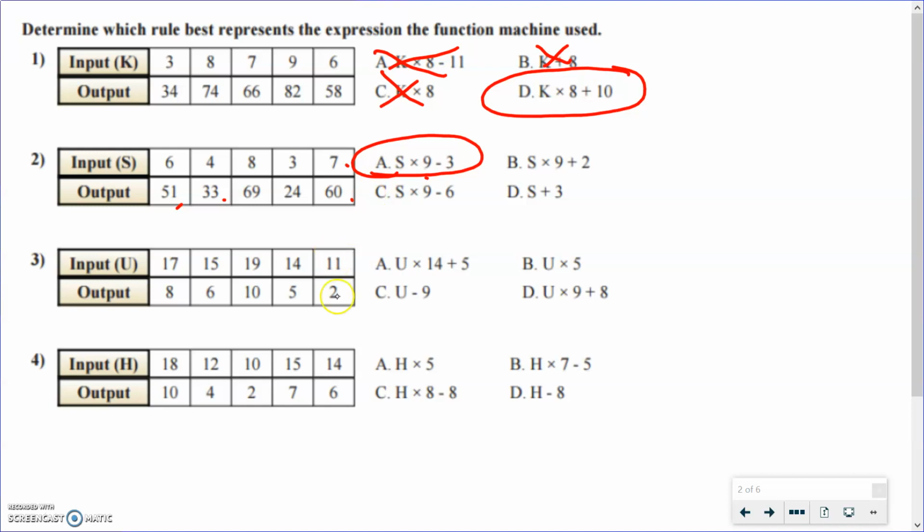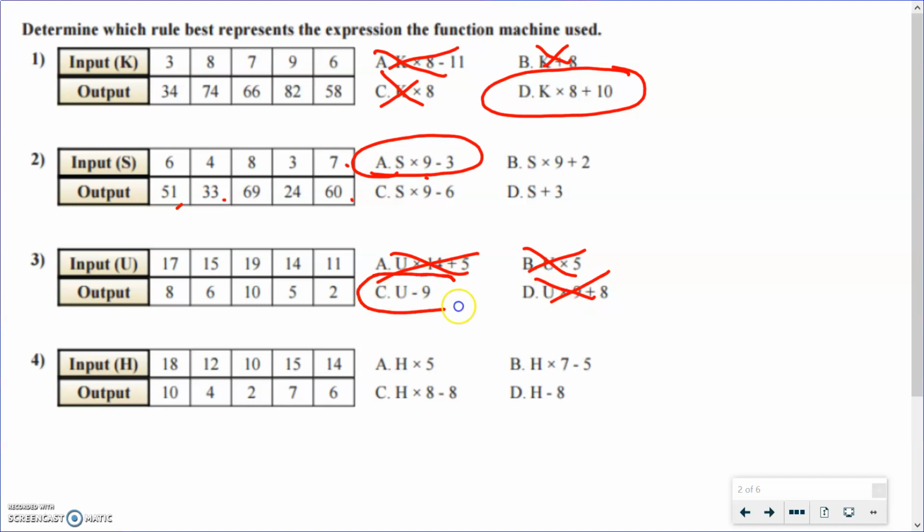Okay, let's look at number 3. 17 is my input. 17 times 14 is going to be huge, so I already know that's not it, because then we're going to add more to it, and it's actually getting smaller. Okay, I also know that it's not getting bigger being multiplied by 5, and it's not going to get any bigger being multiplied by 9.